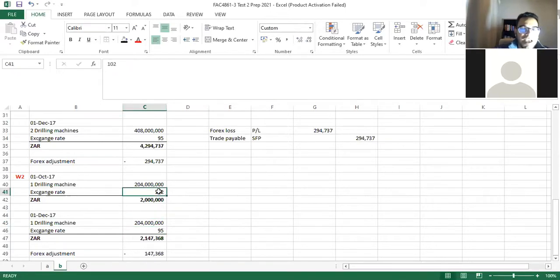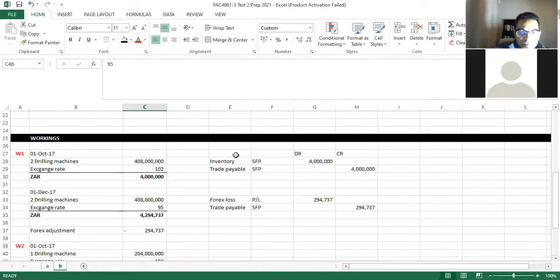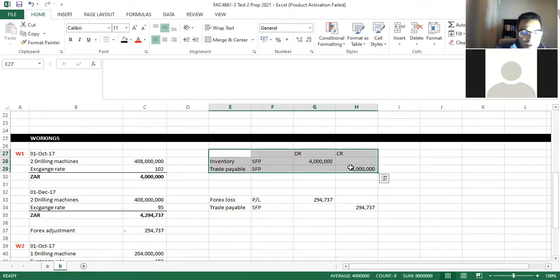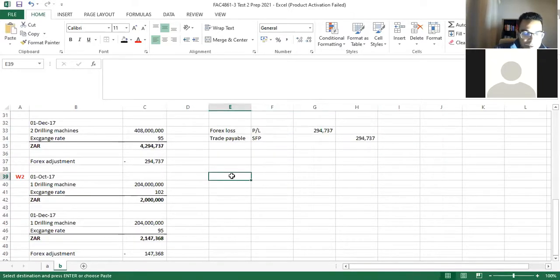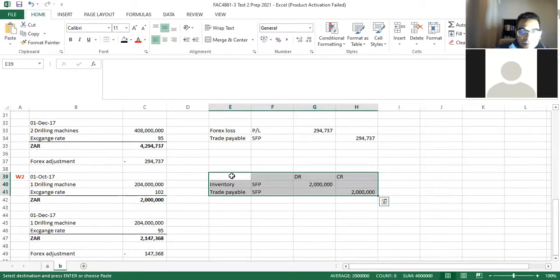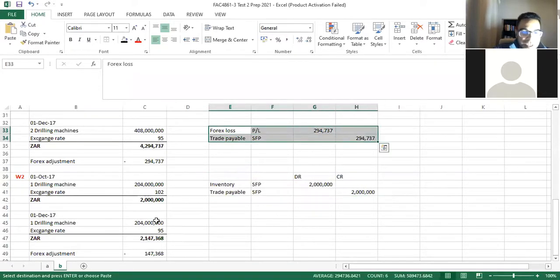That rate stays the same because we gain control on 1 October 2017. So that's the 102. But we never settled it in the current year. We're only settling it next year. Because you're settling it next year, at year end you have to remeasure the liability. So this journal entry over here will be the same. We're going to have the 2 million, that journal entry over here. We'll bring that journal entry now.